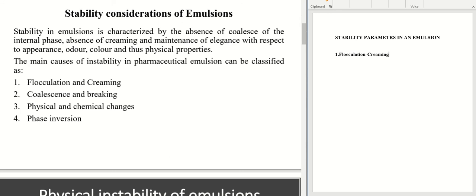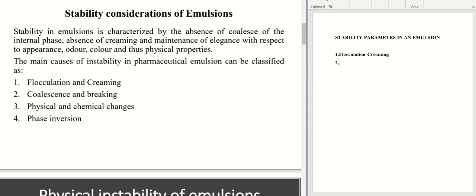Now, if flocculation is left as such, if that is not encountered, all the globules will fuse together to form a larger globule, and this causes a separation of the oily phase away from the aqueous phase, thus resulting in the separation of two different phases.